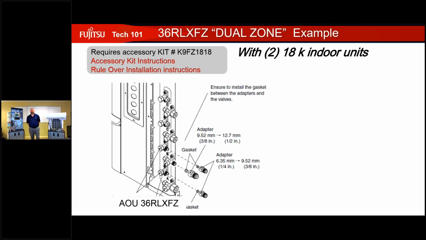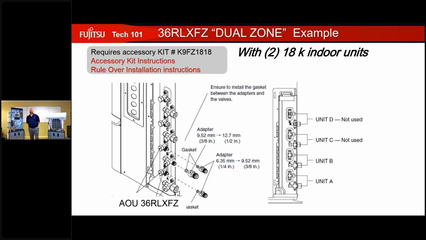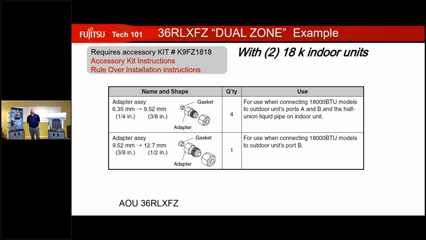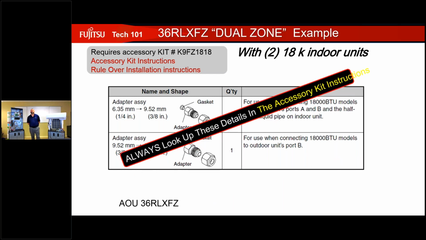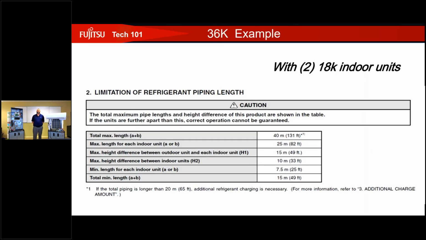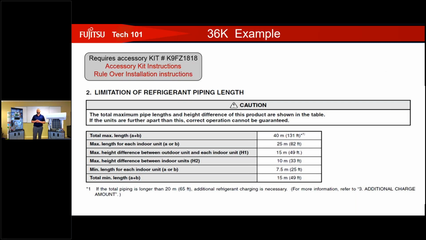There are your flare nut adapters at the outdoor unit to get you to the proper size, 1/2 inch, 3/8, and from 3/8 to 1/4. In these applications, you'll notice unit D is not used. You're just using unit A and B. No other way is this going to work. So you can basically see how those go together. It comes with a little gasket and all that fun stuff. Remember these limitations of your refrigerant piping length. That's the same thing as we went over before. They just want to make me go over it twice.